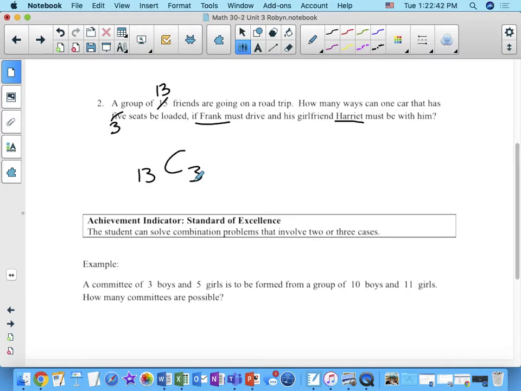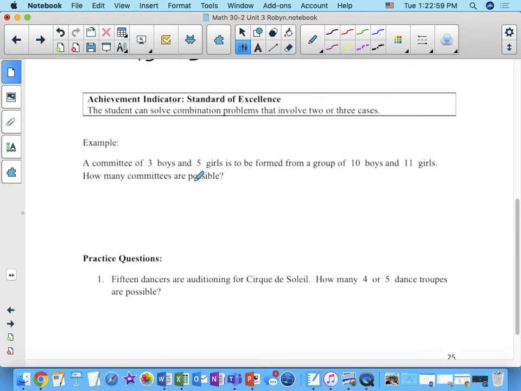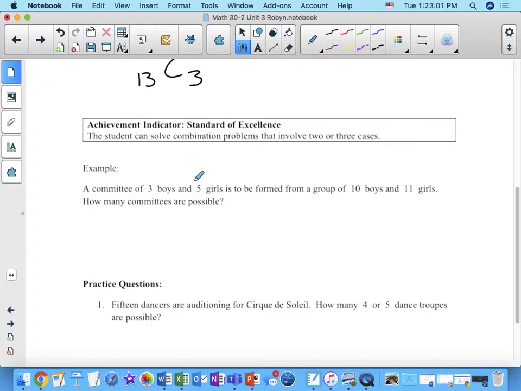Okay. Cases. So one thing I just want to talk about with cases before we begin is a couple of words to look out for. What are some of the words that we have to look out for with cases? And, yep. What else? Or. Anything else? At least.